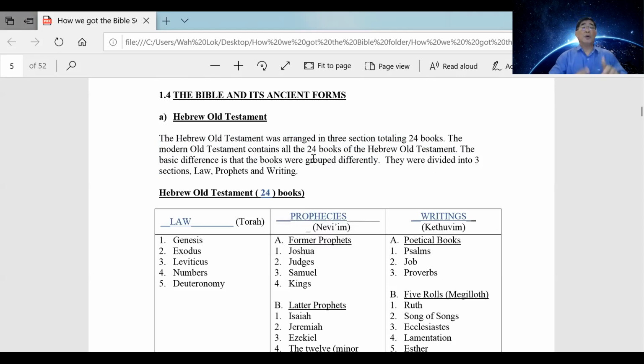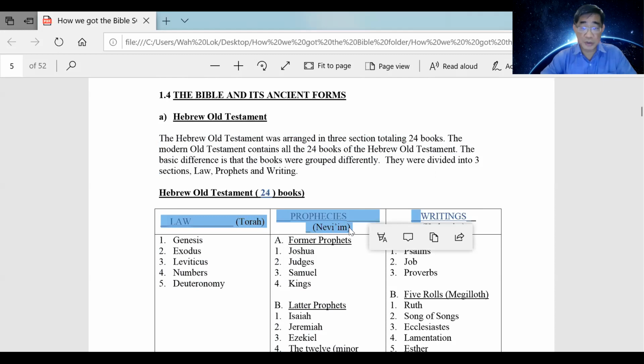So the Old Testament actually has three sections: the law, which is the Torah. Now I'm coming down here. Then the second section, the prophets, which we call the Nevi'im. And the third section, the writings, or the Ketuvim. So three terms.